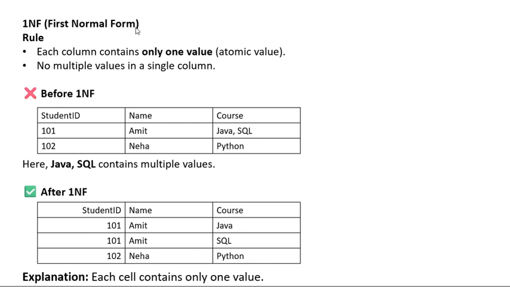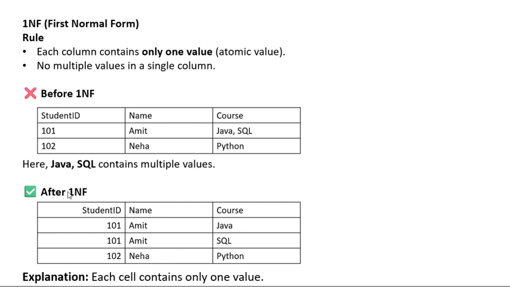1NF is first normal form, and the rule is: each column contains only one atomic value, and no multiple values in a single column. Before 1NF, we have student ID, name and course to show: 101, name is Amit, and the course column has two course names, Java and SQL. And here Java and SQL violate the rule, as they are multiple values.